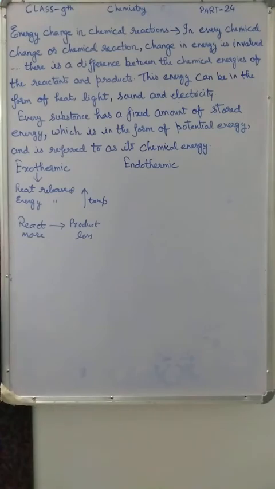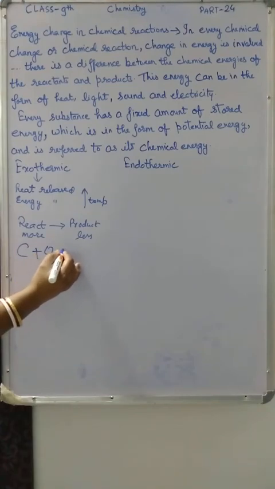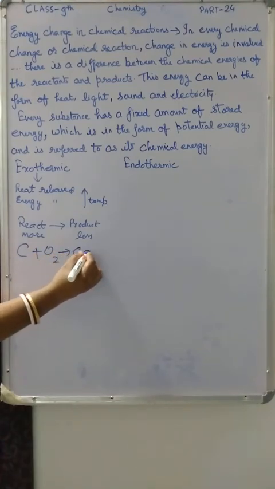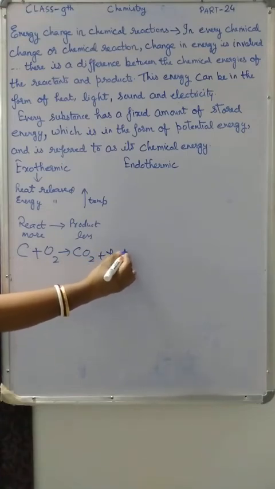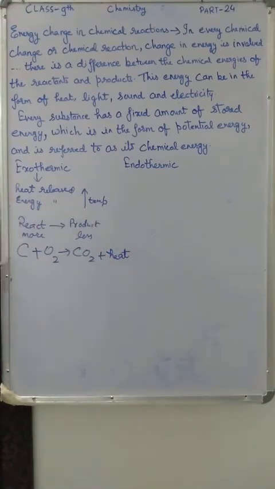Now many examples are given, and I am just giving you one or two. First, when carbon burns in oxygen, it forms carbon dioxide and lots of heat is released. So this is one example of an exothermic reaction.